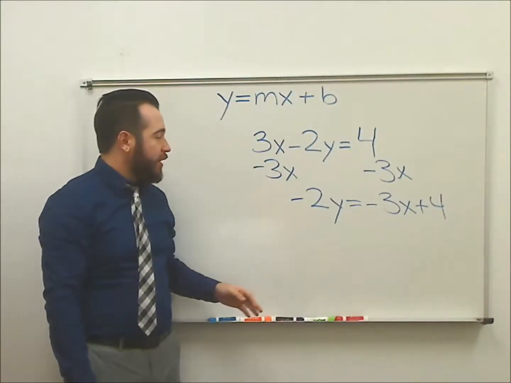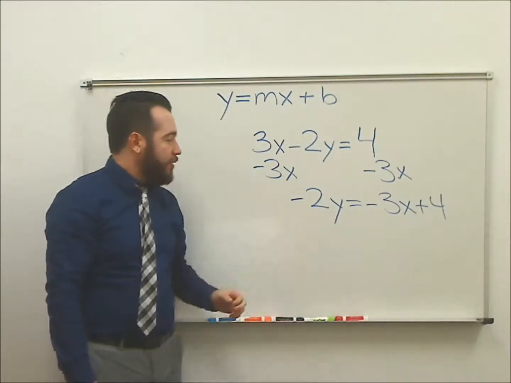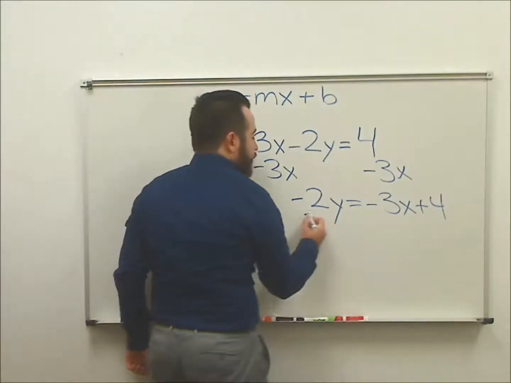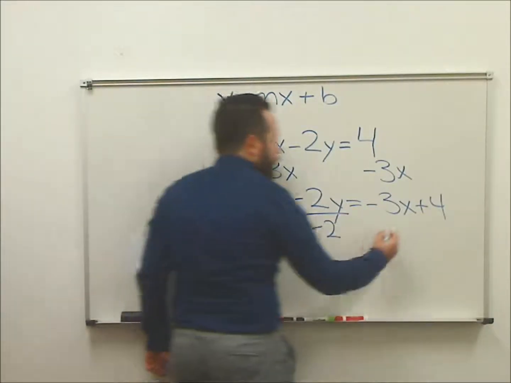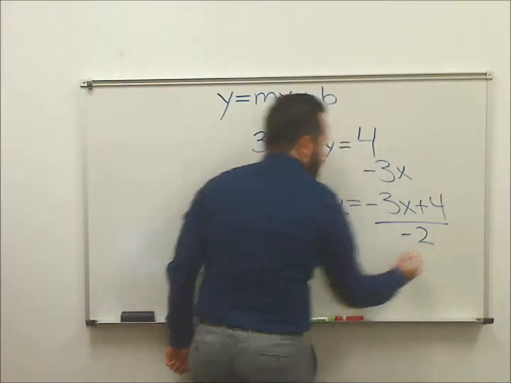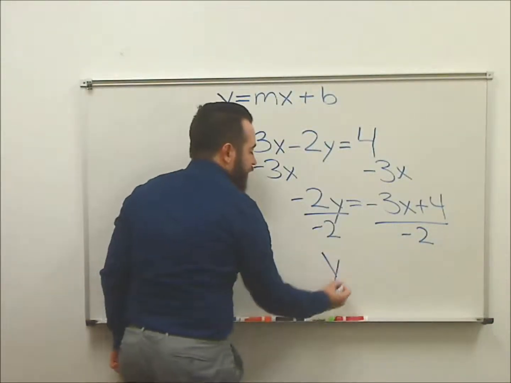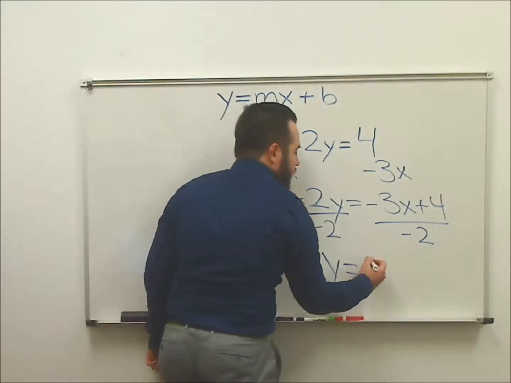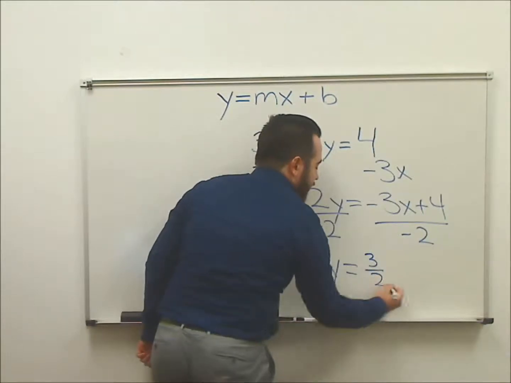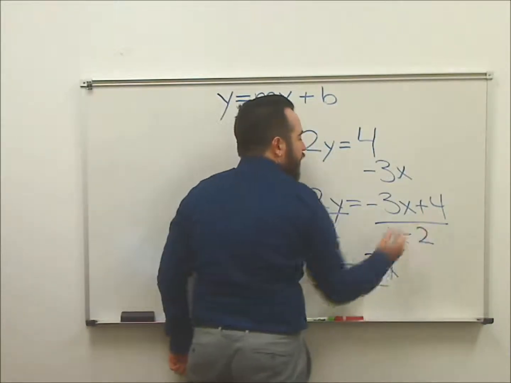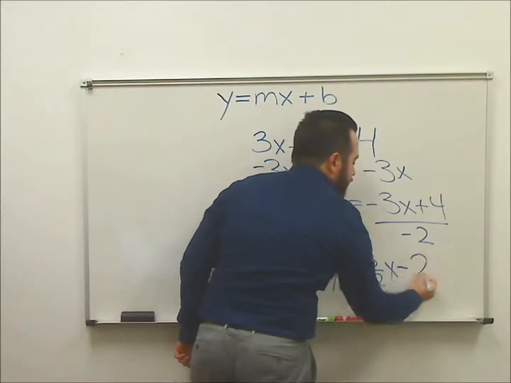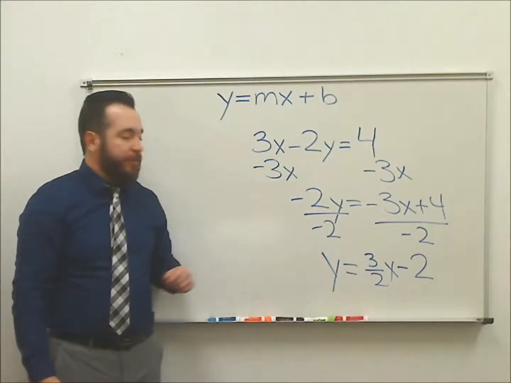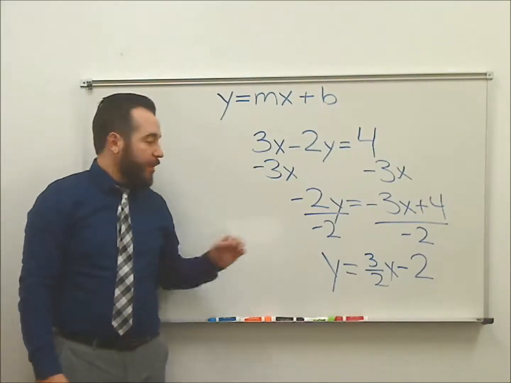Alright, so let's keep going here. We've got a -2 in front of the y still, so we're going to divide by -2. On the left-hand side, we just get y. And on the right-hand side, -3x divided by -2 is just 3/2 x. Then 4 divided by -2 is -2. So we have y = 3/2 x - 2.